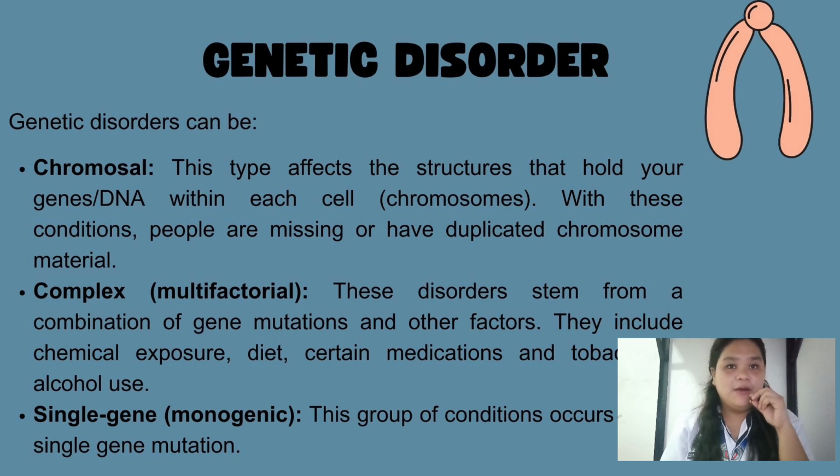Next is the complex or multifactorial. These disorders stem from a combination of gene mutations and other factors. They include chemical exposure, diet, certain medications, and tobacco or alcohol use. Although complex disorders often cluster in families, they do not have a clear-cut pattern of inheritance.